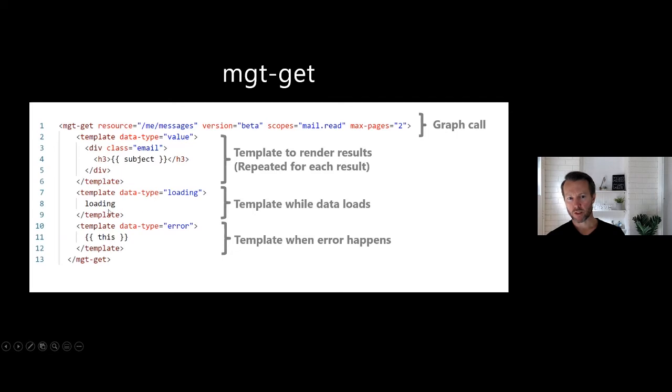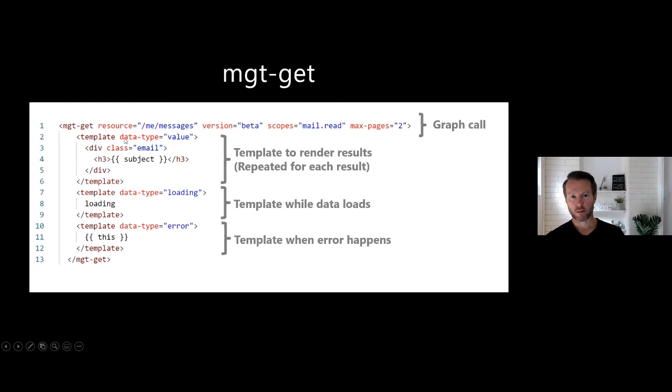The loading one is simply what HTML do you want to display while the query is being executed. Here I'm just putting the word loaded, but you could put a spinner in here or whatever HTML you would like while the loading is going on. And if an error occurred, so maybe the user doesn't consent to read my mail and they say, no, I don't give access, then an error would come back. And here you can put HTML in to show in an error condition, and you can get the message of the actual error itself to display to the user.